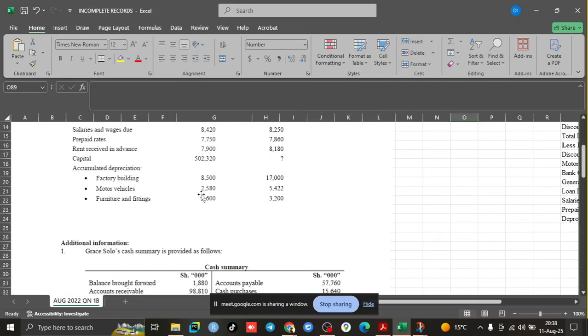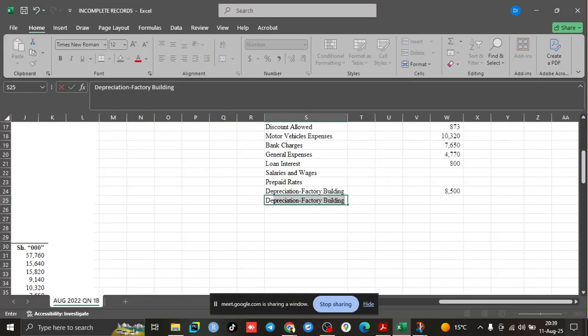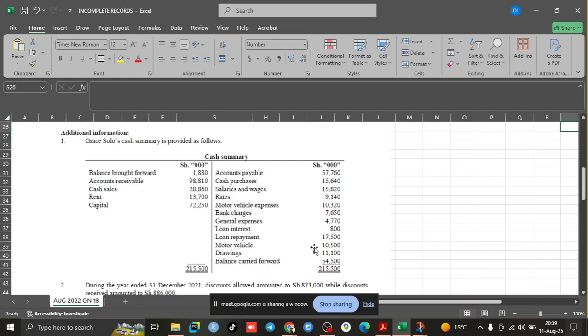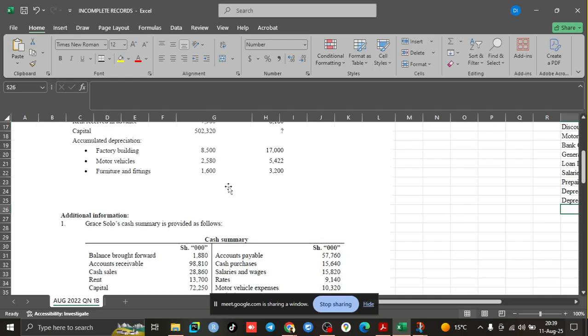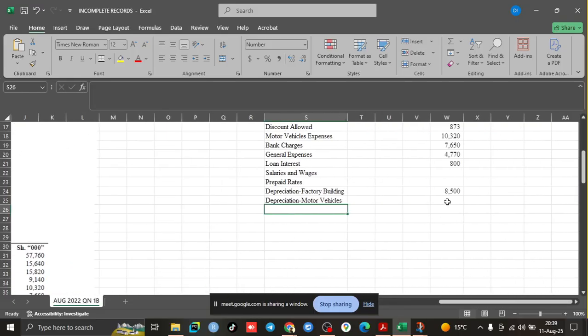So for instance, ya motor vehicles itakuwa this amount minus this amount. This amount ya 2021 I mean minus ya 2020. For furniture the same, this amount minus this amount. So hiyo inaweza kupea very good progress. That is depreciation motor vehicles. The depreciation in motor vehicles hawajatupea the rate, so they can't compute for this new vehicle yenye they bought. We can't compute it, so ni just tuchukue the difference between 5422 na 2580. 5422 minus 2580.